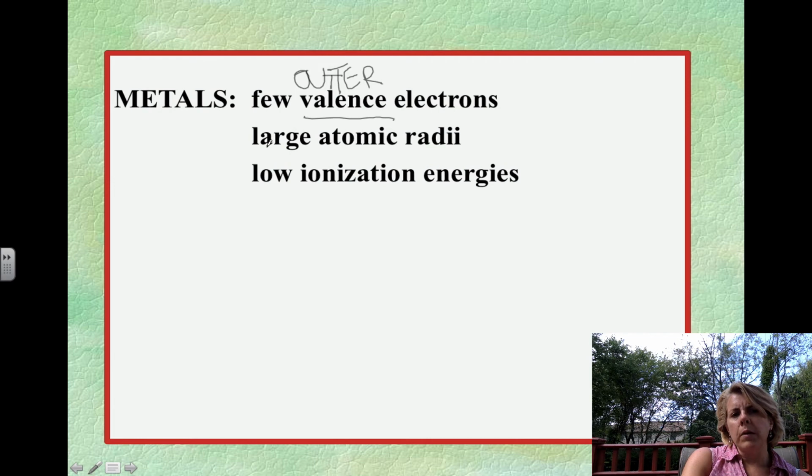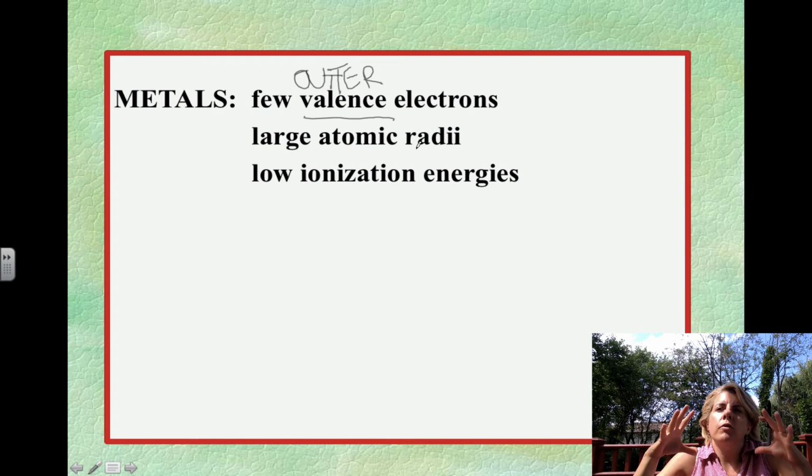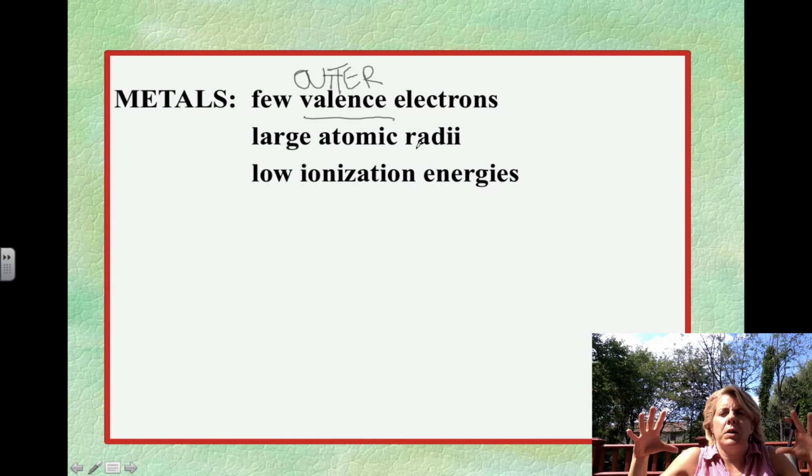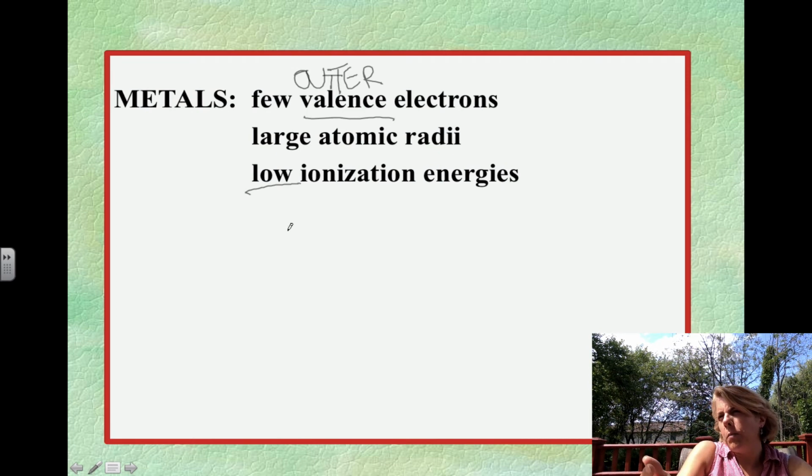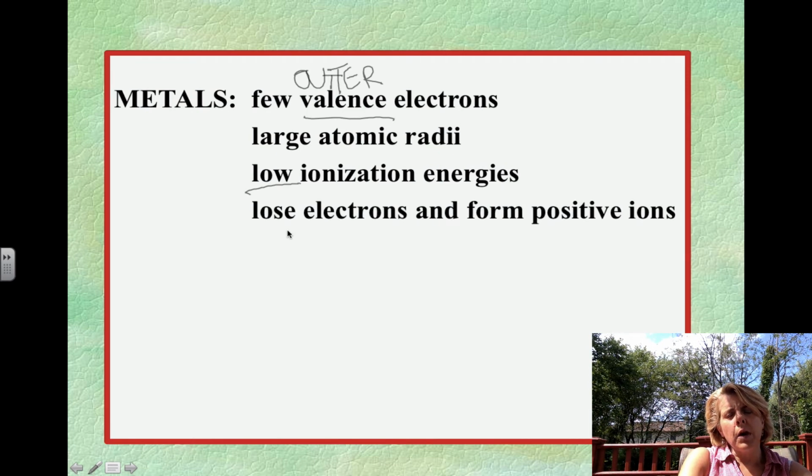Notice that for metals, we're talking about large atomic radii, so they see a smaller positive charge, so it's almost as though they're bigger in size because of that. Notice that they have low ionization energies because they're more willing to give up their electrons. For nonmetals, I'm sorry, I have one more bullet for metals. Metals have the ability to lose electrons and form cations.